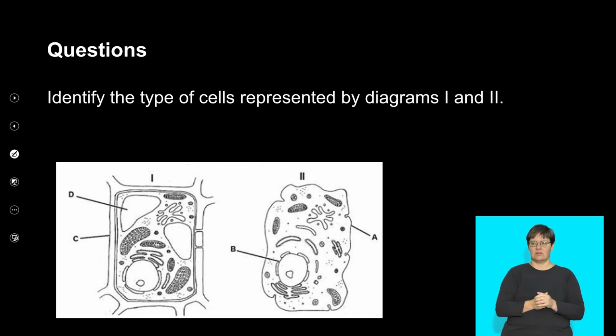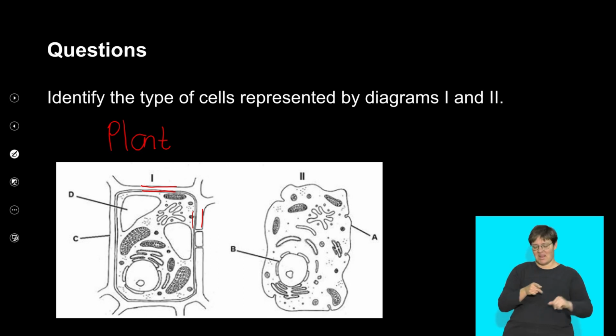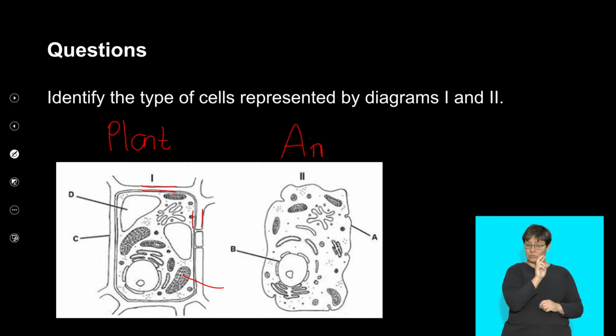So this one is a plant cell. And the reason I know that is, what do I look at? I can see the shape is quite regular, and I've got double membranes over here. I can also see that I've probably got chloroplasts, whereas in the animal cell that is missing. So diagram 1 is a plant cell, and diagram 2 is an animal cell.